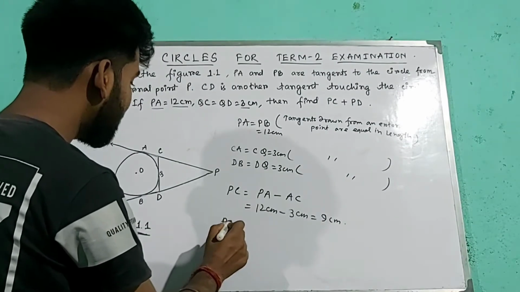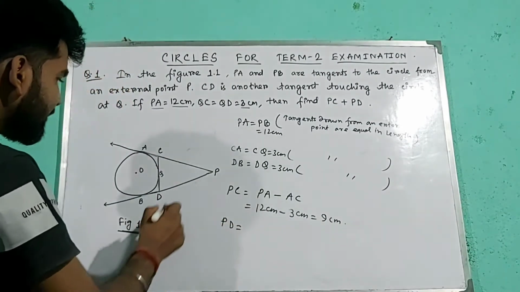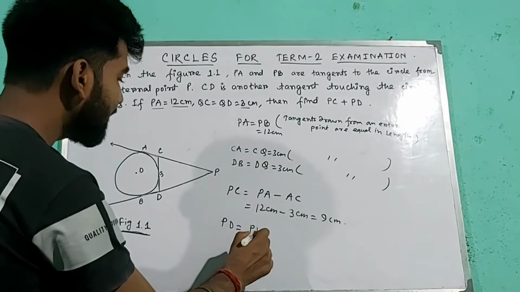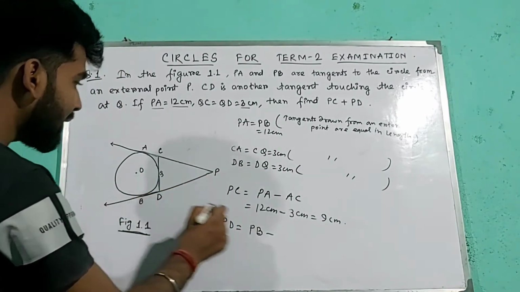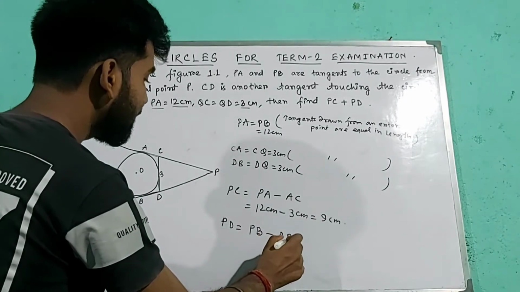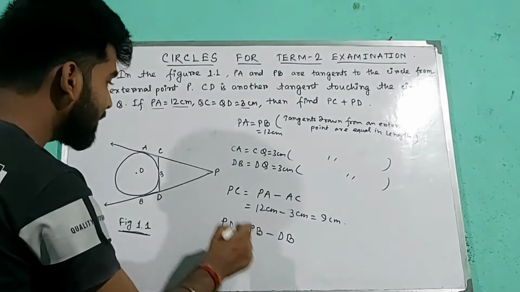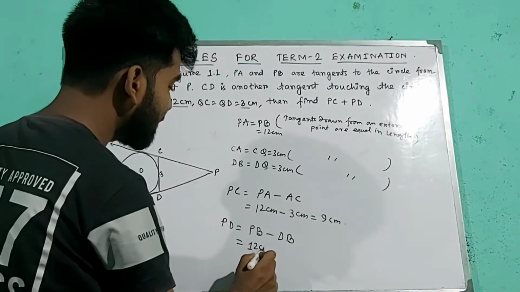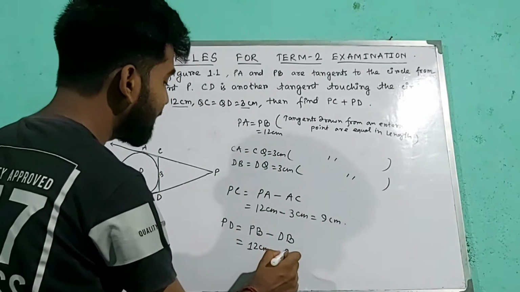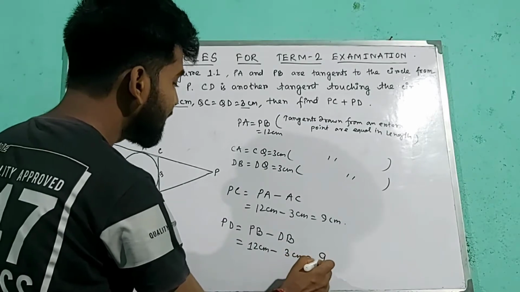Now you can easily find PD. PD will be equal to, similarly, PB minus DB. PB is 12 centimeter, same thing, and DB is 3, so the same value will come. That is equal to 9 centimeter.